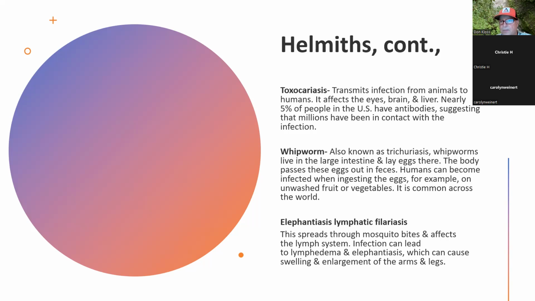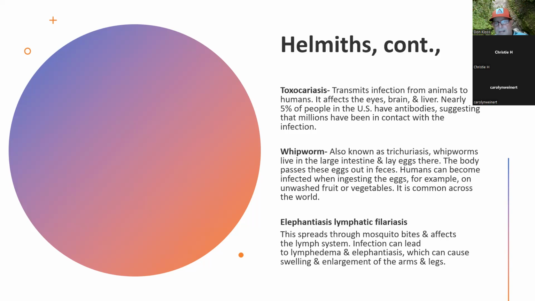Okay, so the next one is toxocariasis, and this transmits the infection from animals to humans, usually livestock. It affects the eyes, brain, and liver in humans. Interestingly enough, I read that nearly 5% of people in the US have antibodies against it, and that suggests that millions of people have actually been in contact with the infection.